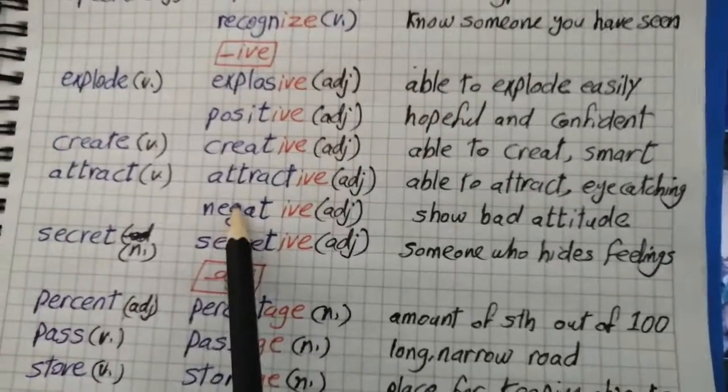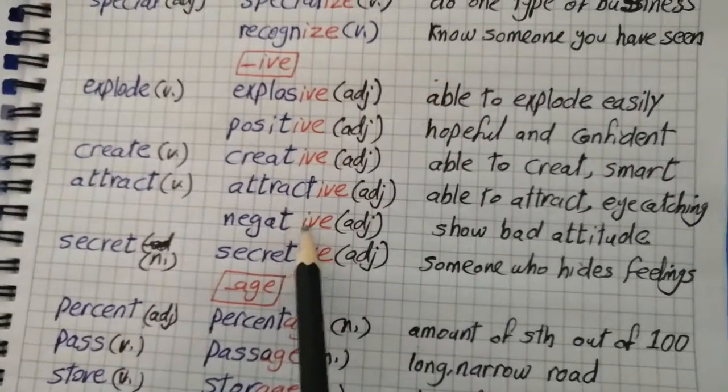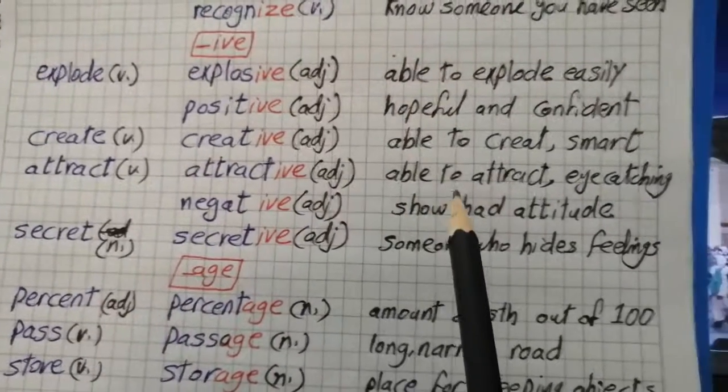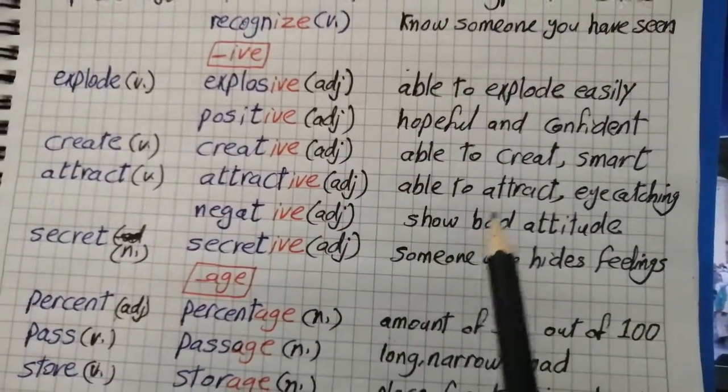And also, we have the word negative. Negative here, adding the suffix IVE. And negative, an adjective, means to show or able to show bad attitude.